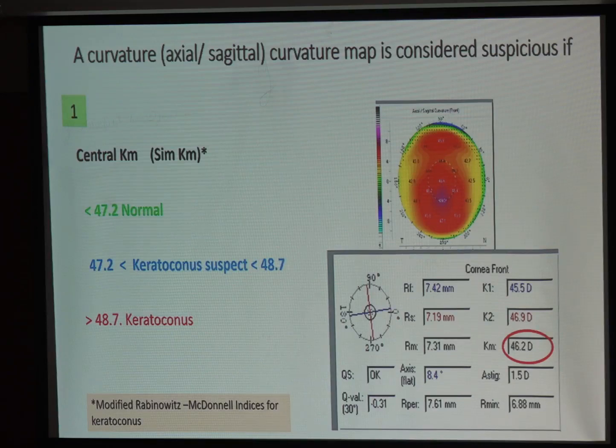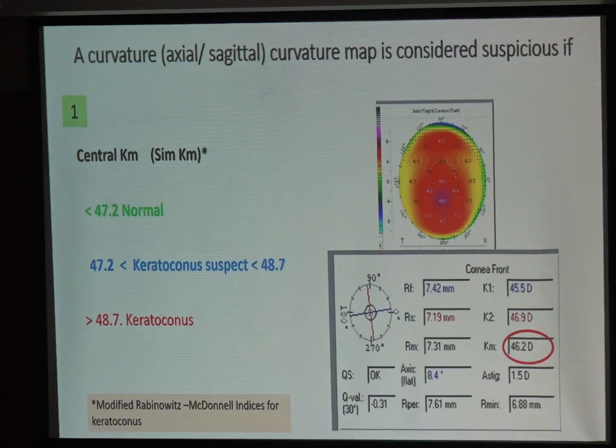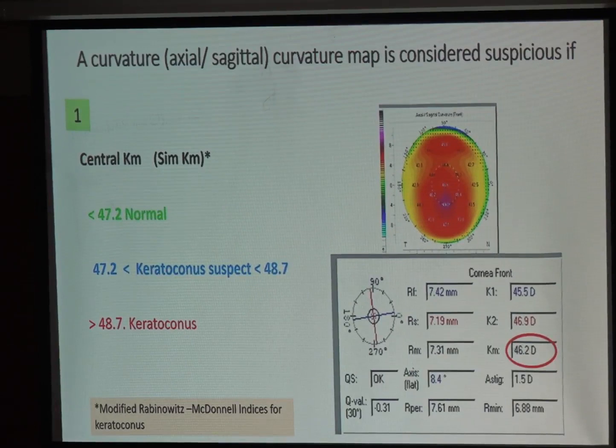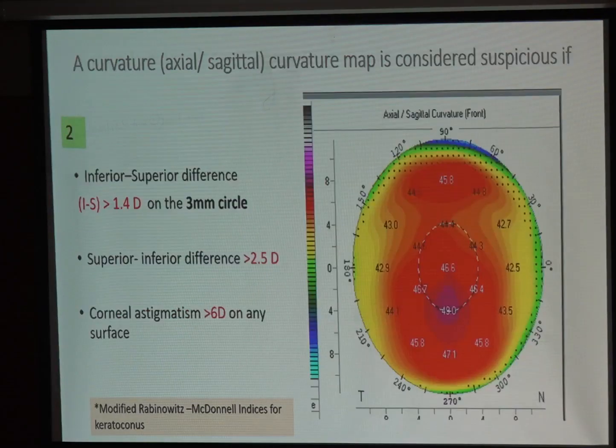So if it is more than 47.2 and less than 48.7, it is suspicious, and anything less than 47.2 is considered normal. Of course, I will again emphasize, you do not diagnose any abnormality on the basis of one parameter. It is always a combination, a composite picture, not a single part of a picture. But it's still helpful to remember these values. So more than 48.7 is suspicious of an ectasia, more than 47.2 is just suspicious, and less than 47.2 is normal, right? And this is shown here in the red screen, the Km value that I'm talking about.